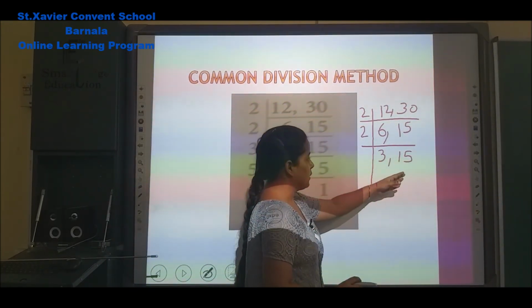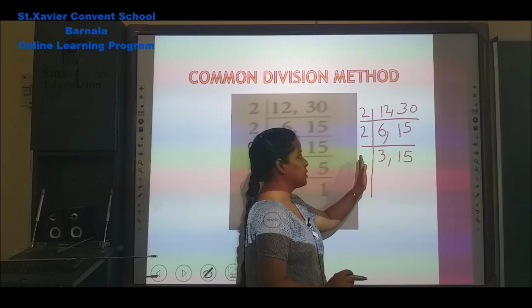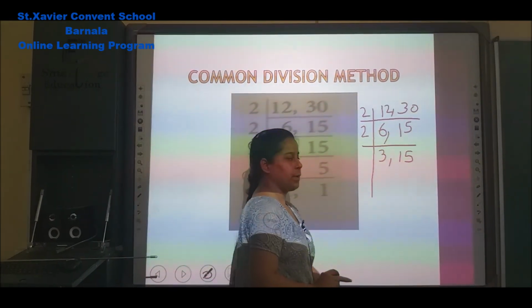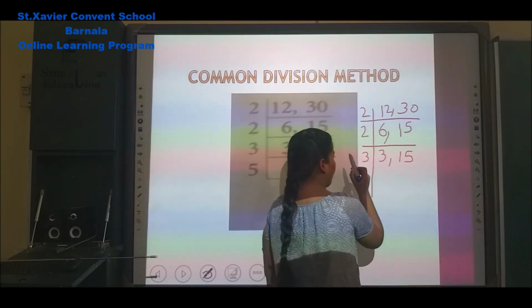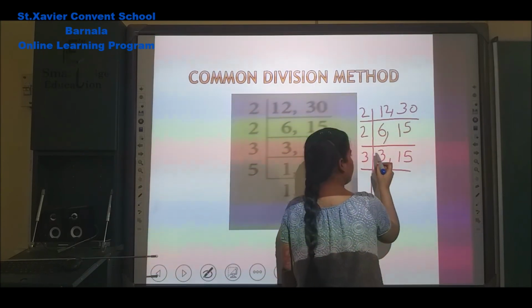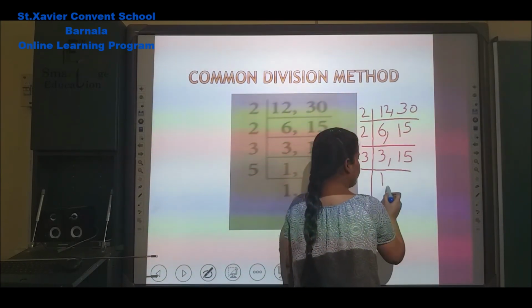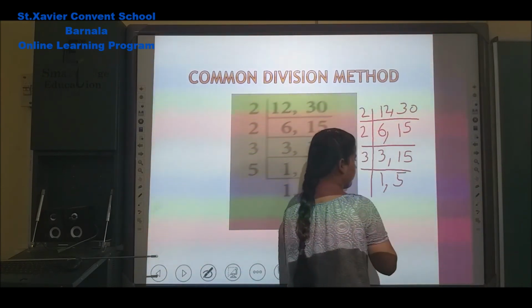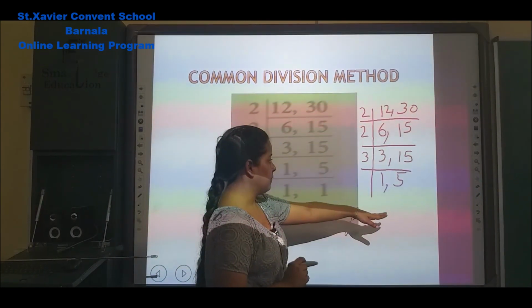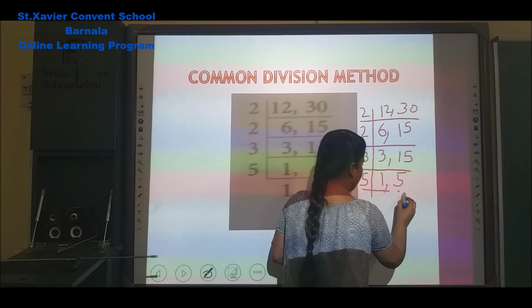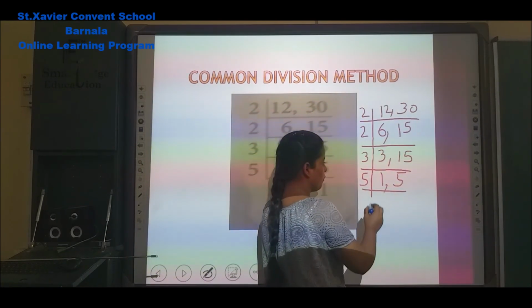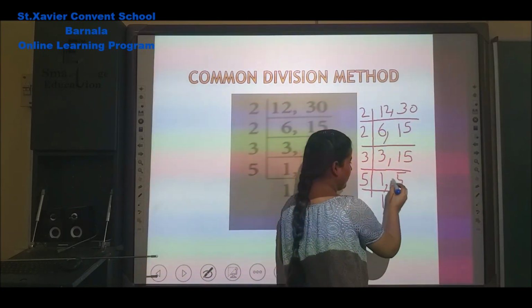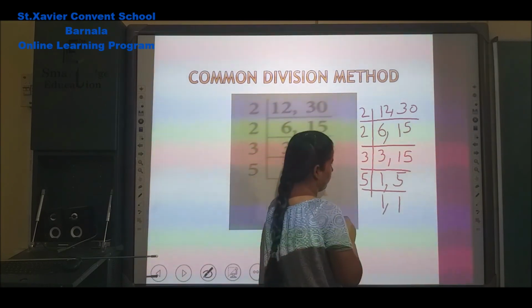Now 3 and 15, both numbers are not divisible by the first prime number 2. Then the next prime number is 3. 3 divided by 3 is equal to 1 and 15 divided by 3 is equal to 5. Now we have 1 and 5. Then 5 is the prime number. 5 divided by 5 is equal to 1.